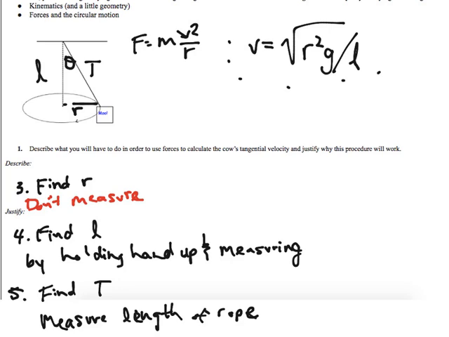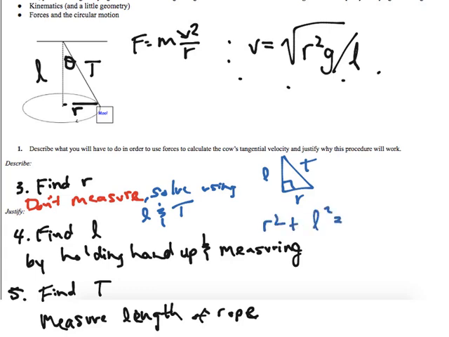So, if you have L and you have T, it's a right triangle. You can very easily solve for R. So don't measure, solve using L and T. Because if you have a right triangle and one side is R, one side is L, one side is T, it becomes R squared plus L squared equals T squared. And now it just becomes a plug in and solve kind of equation.